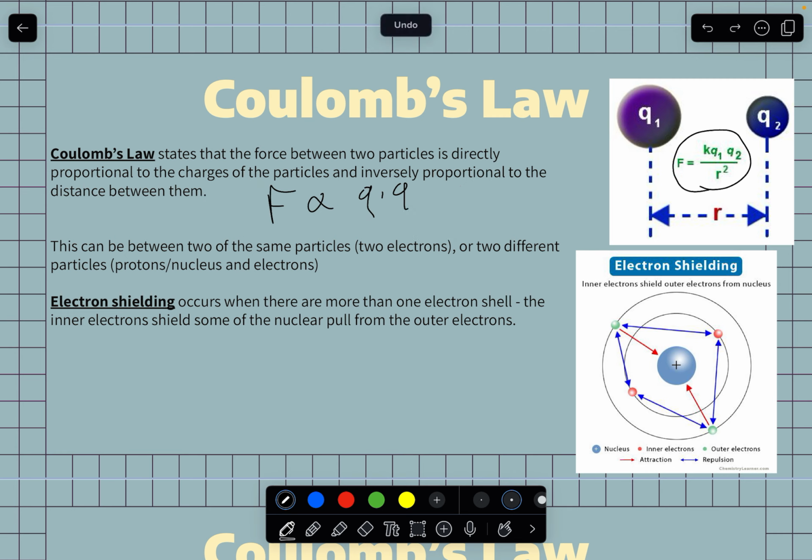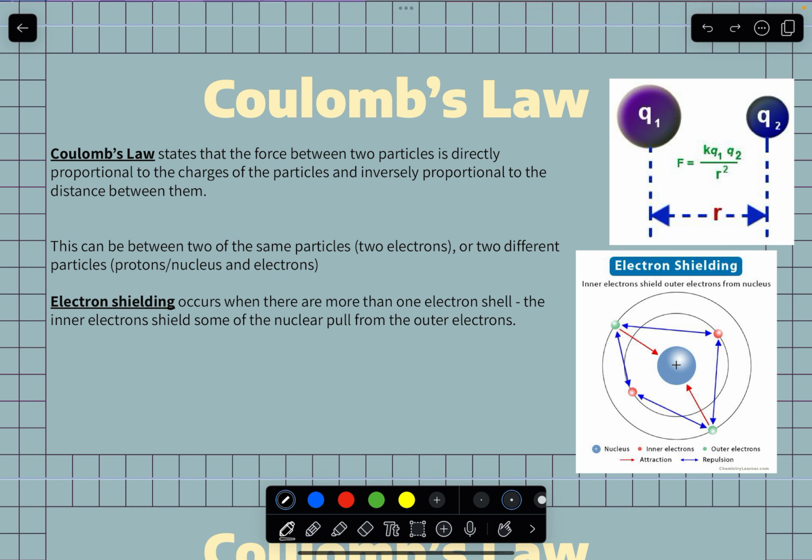Okay, so you'll either see it with the alpha or you'll see it with the equal sign like it shows on the right side. They both mean essentially the same thing. I think actually in your reference material it shows it with the alpha. So make sure you understand what alpha means. It just means it's proportional to. Okay, and this you can use when talking about two electrons or two different particles. We'll normally talk about it with the nucleus and electrons. Okay, so that's Coulomb's law.